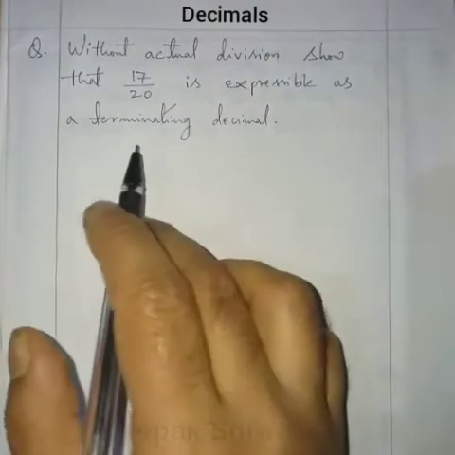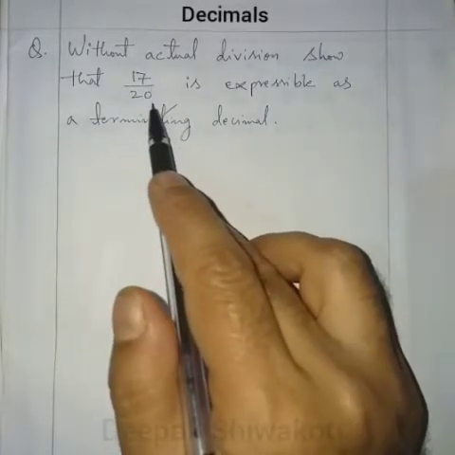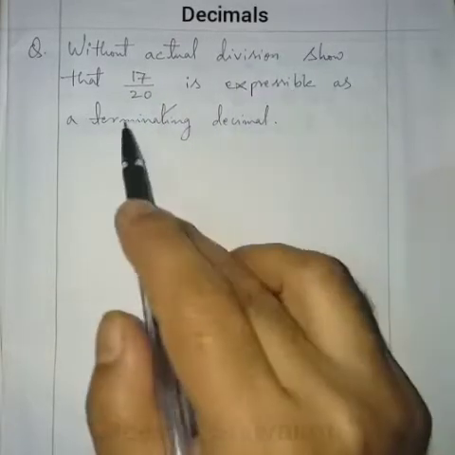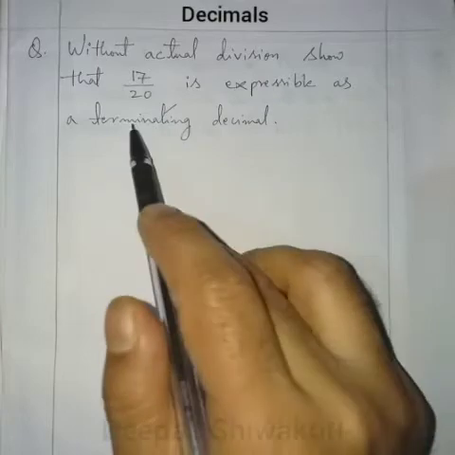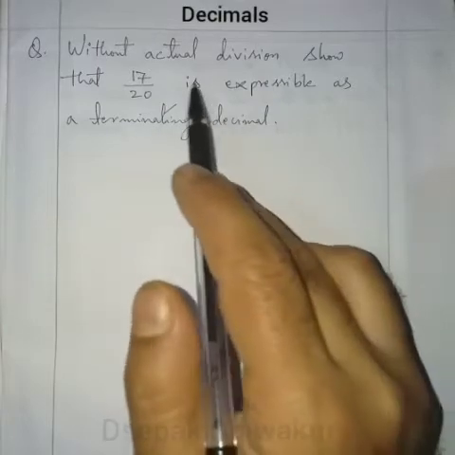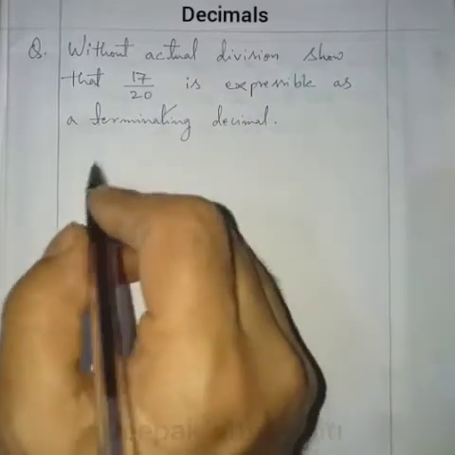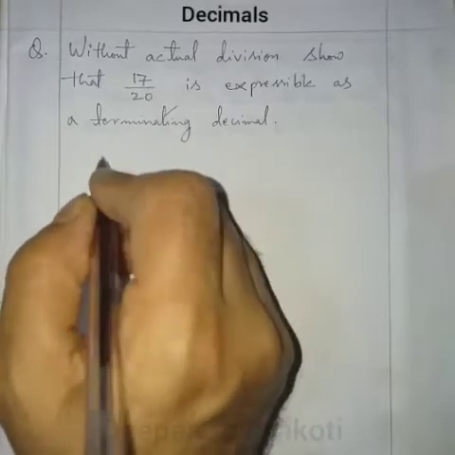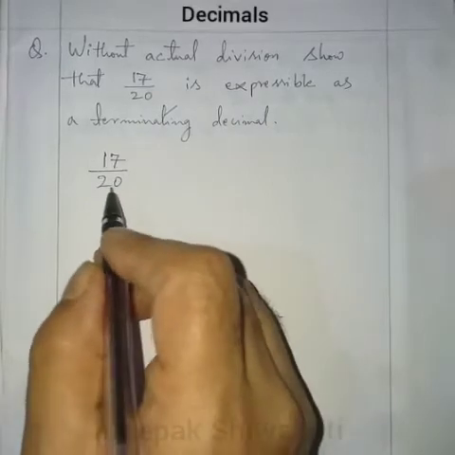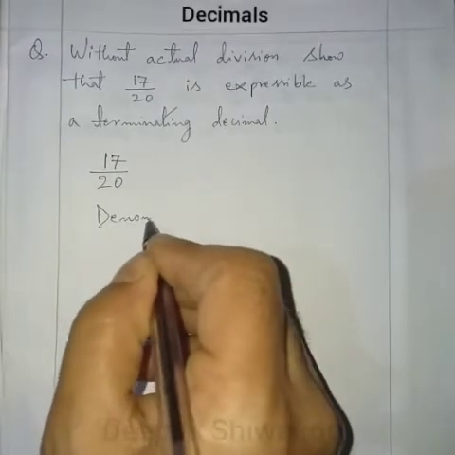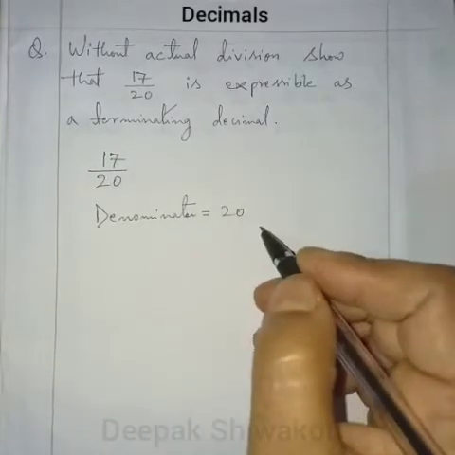Here is another question from the same chapter. Without actual division, show that 17 by 20 is expressible as a terminating decimal. So this fraction can be expressed as a terminating decimal, but we have to show it without actual division. Here the fraction is 17 by 20, where the denominator is 20.